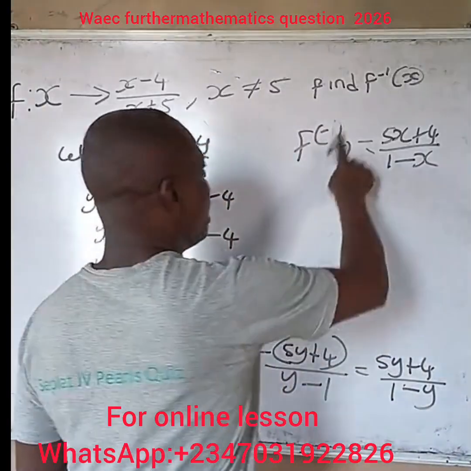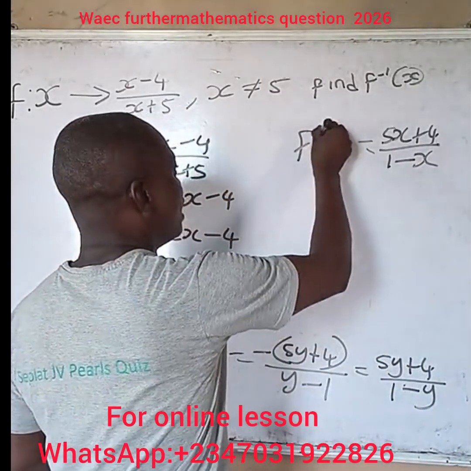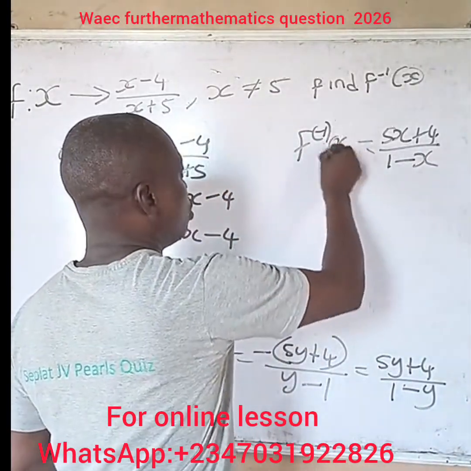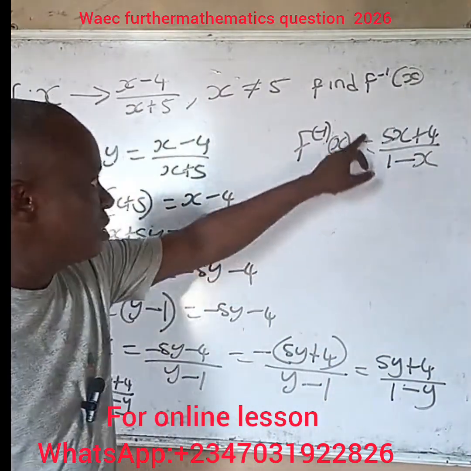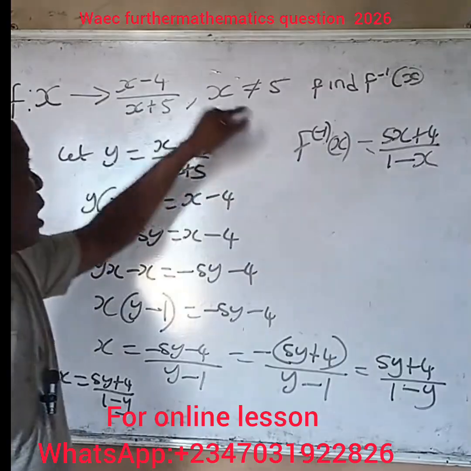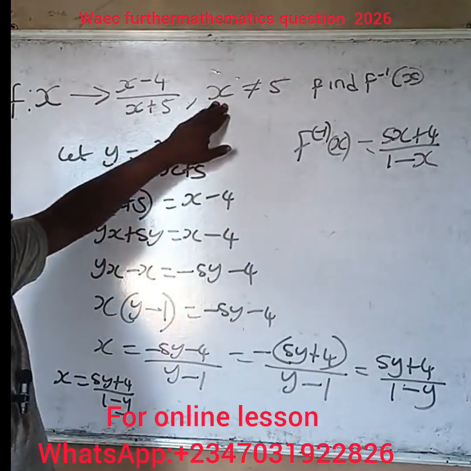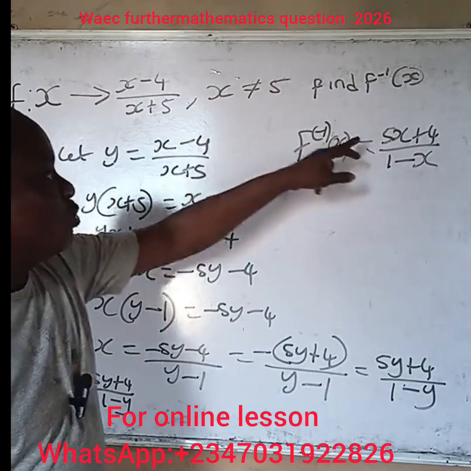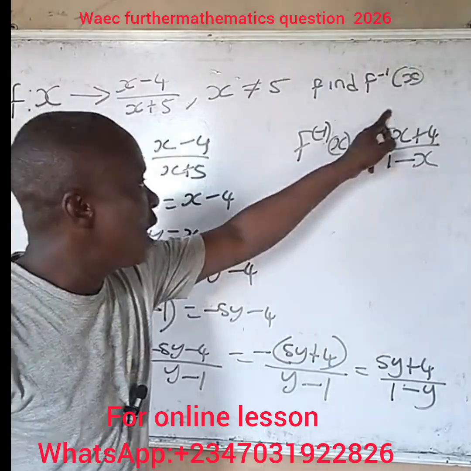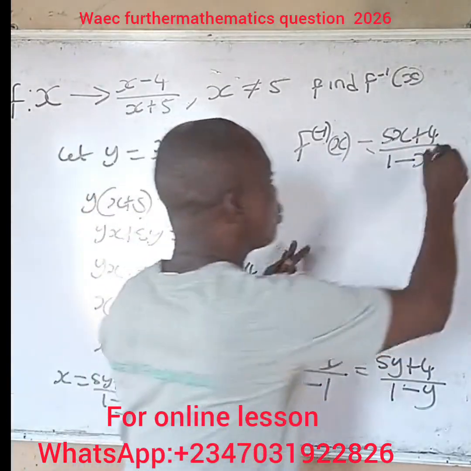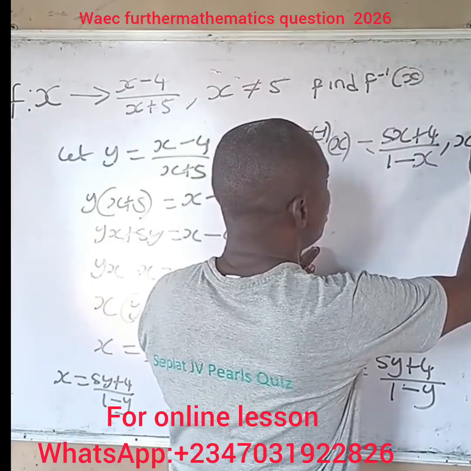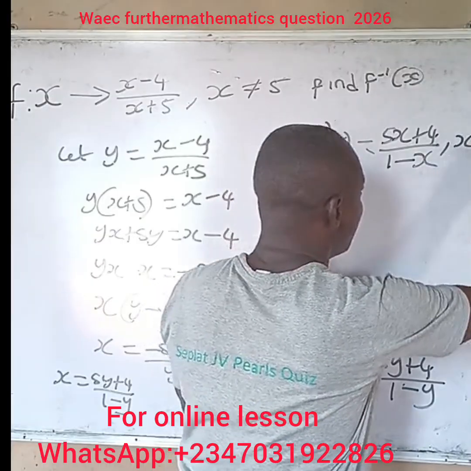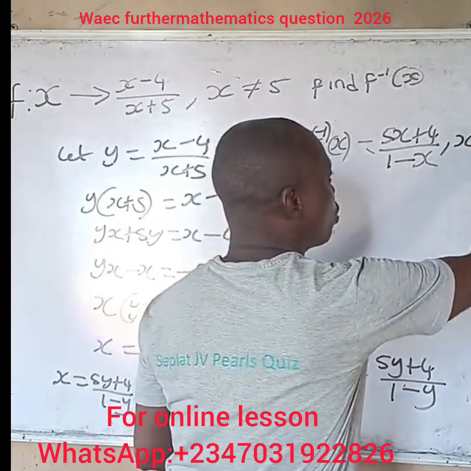Now, you don't leave your answer like this. You have not concluded. Something is missing. What is missing is that you are told in the original equation that x is not equal to 5. Now that you have solved your final answer, you also come and state that x will not be equal to 1.